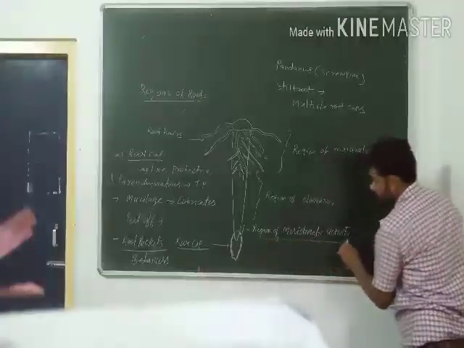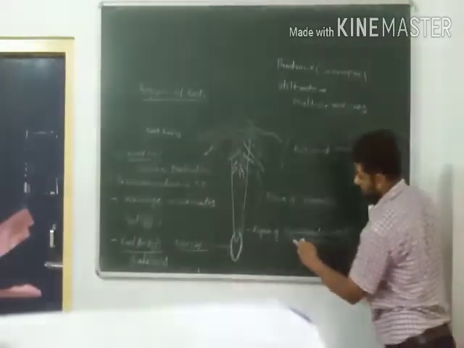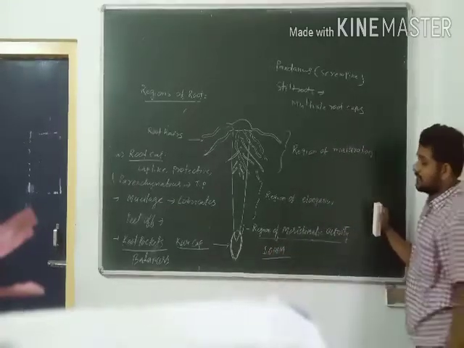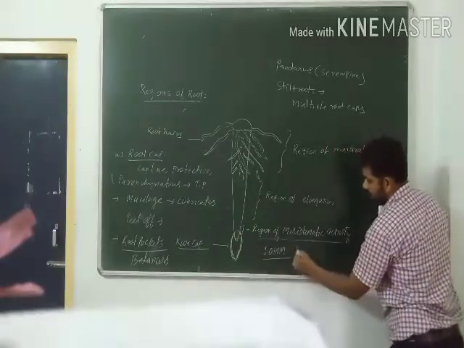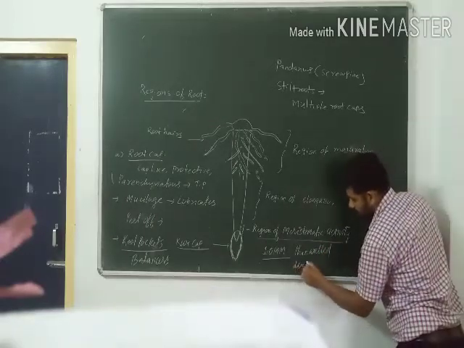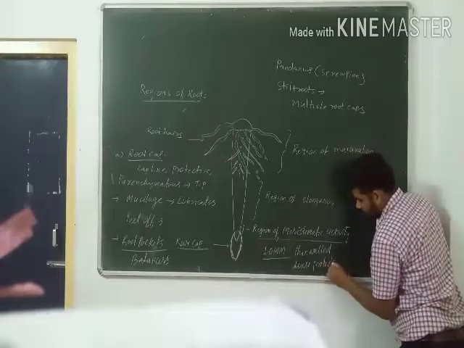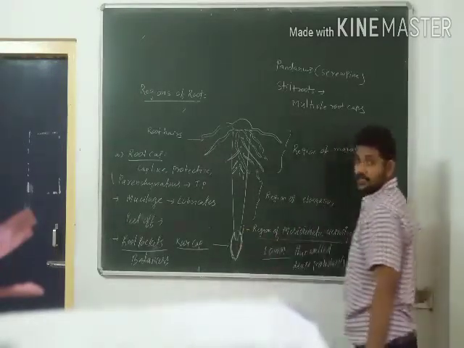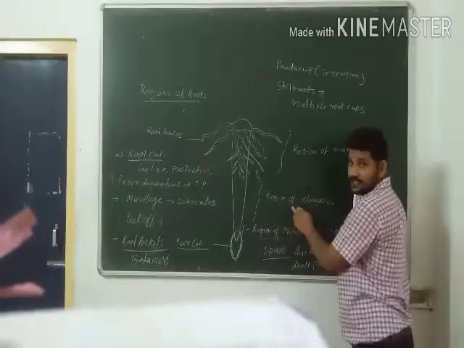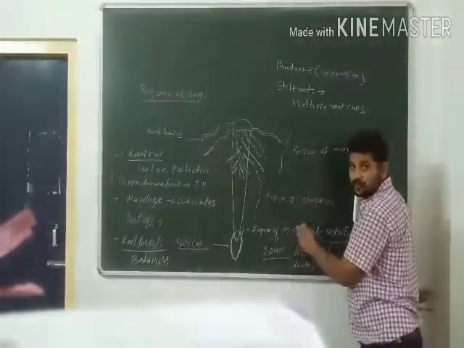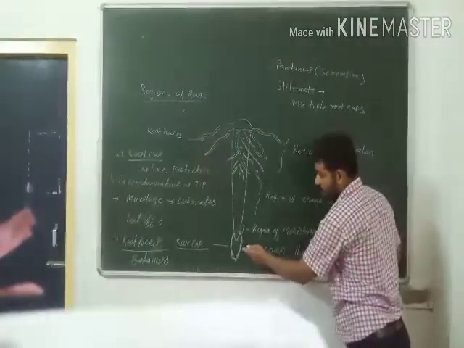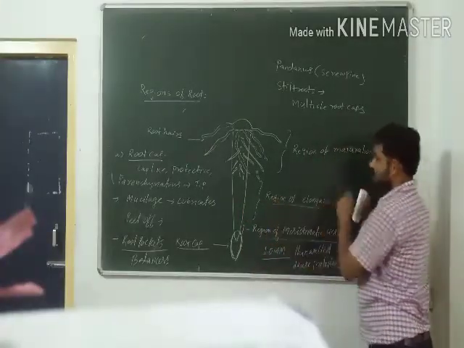The second region is the region of meristematic activity. The length of this region is usually 1 millimeter. The cells of this region are thin walled and contain dense protoplasm. They rapidly divide to produce new cells and add new cells to the region of root cap as well as the region of elongation. The main function of this region is to produce a large number of new cells.